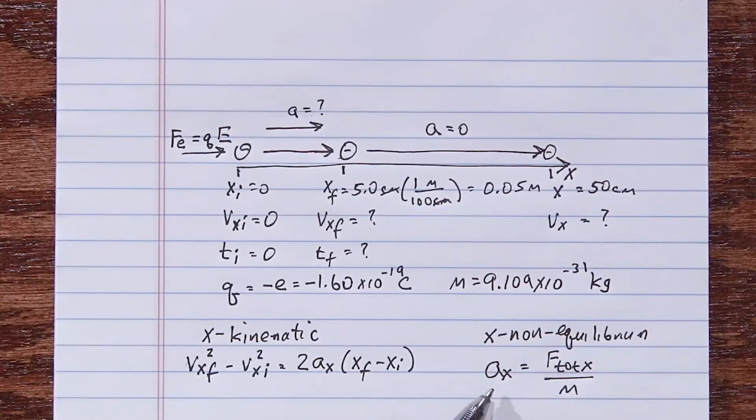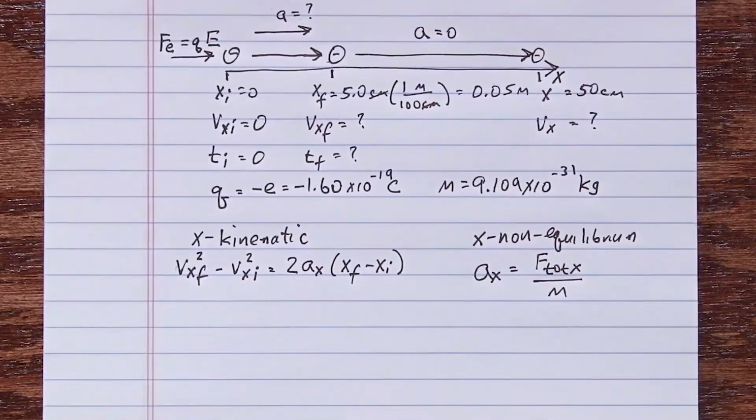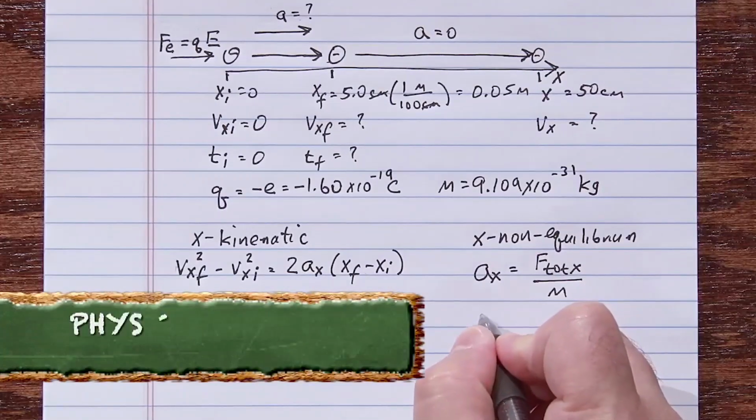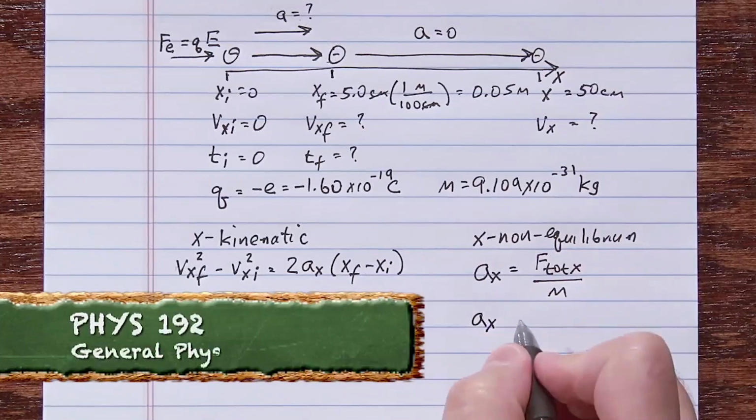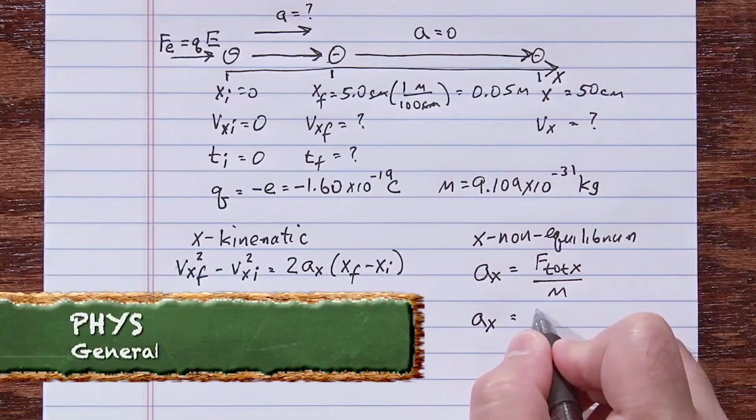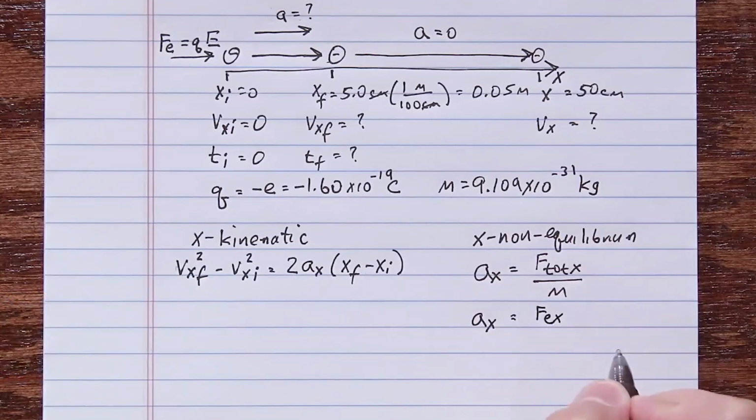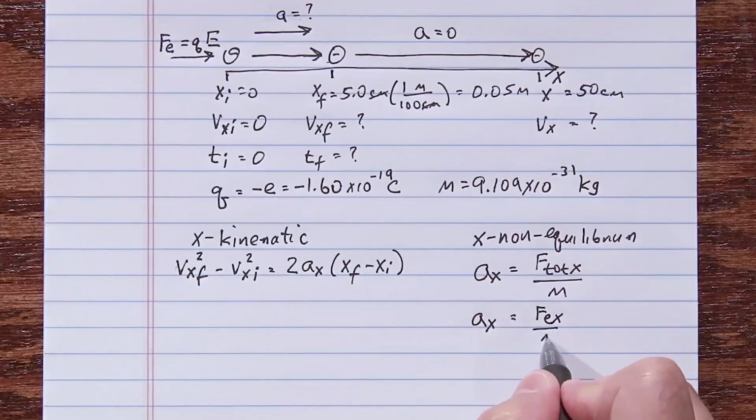So the acceleration in the x direction is equal to the total force in the x direction divided by the mass. And there's only one force on the electron, and that is the electrical force. So we can figure that out, divide by mass, get the acceleration, put that into here, and we'll be able to answer the question that we're asked. So let's work with this. The acceleration of the electron in the x direction is equal to the electric force in the x direction on the electron divided by the mass.